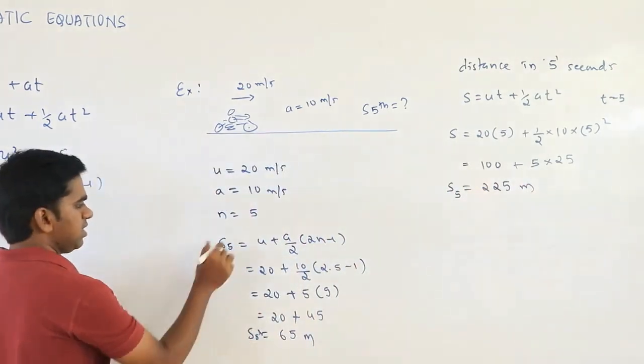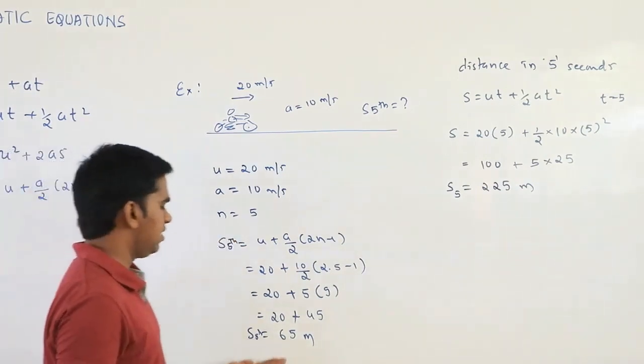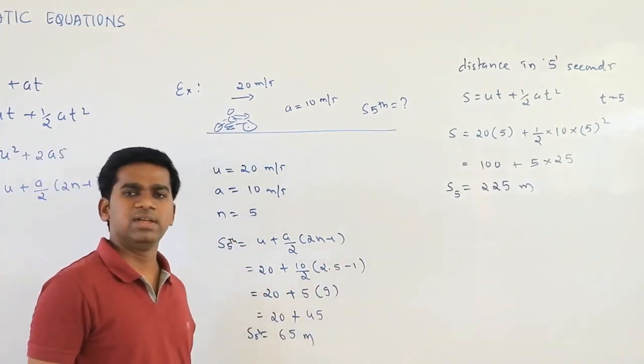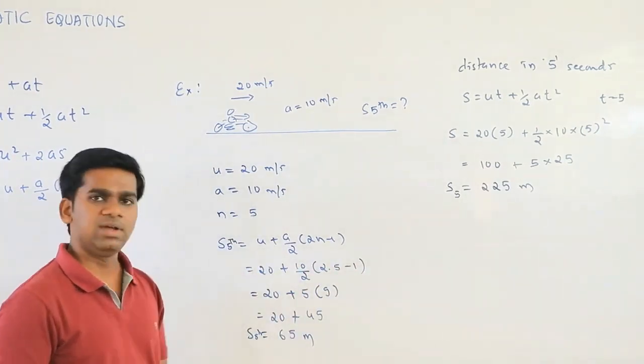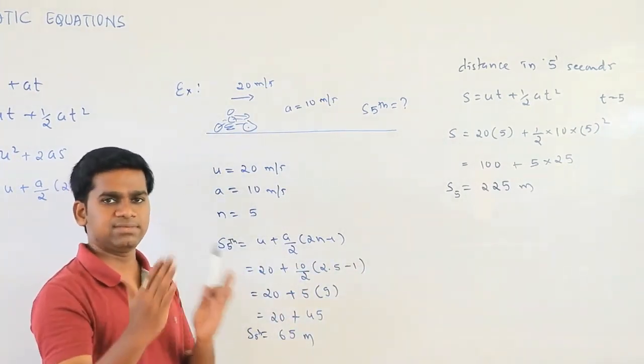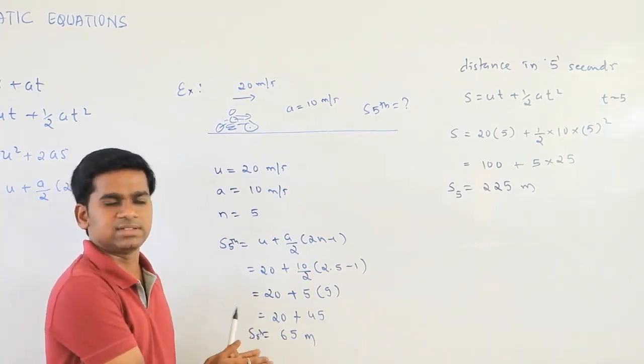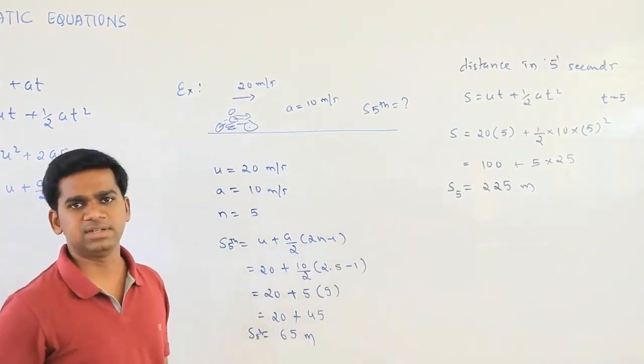This is the distance traveled in the fifth second. They are not the same. This is the distance traveled in total 5 seconds, and this is the distance traveled in only the fifth second. The fifth second means the distance in 1 second. That is the total 5 second distance.